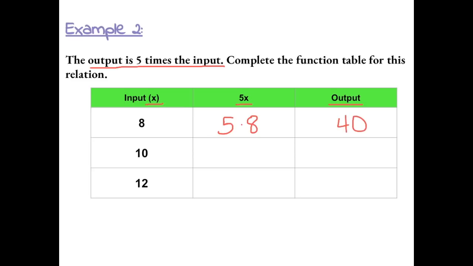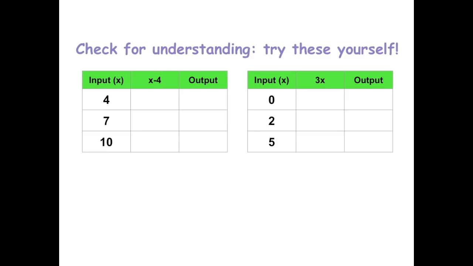My next input is 10. So 5 times 10 gives us our next output value of 50. My next input is 12. So I can plug in that input for x, and we get our last output value of 60. Try completing these function tables yourself.